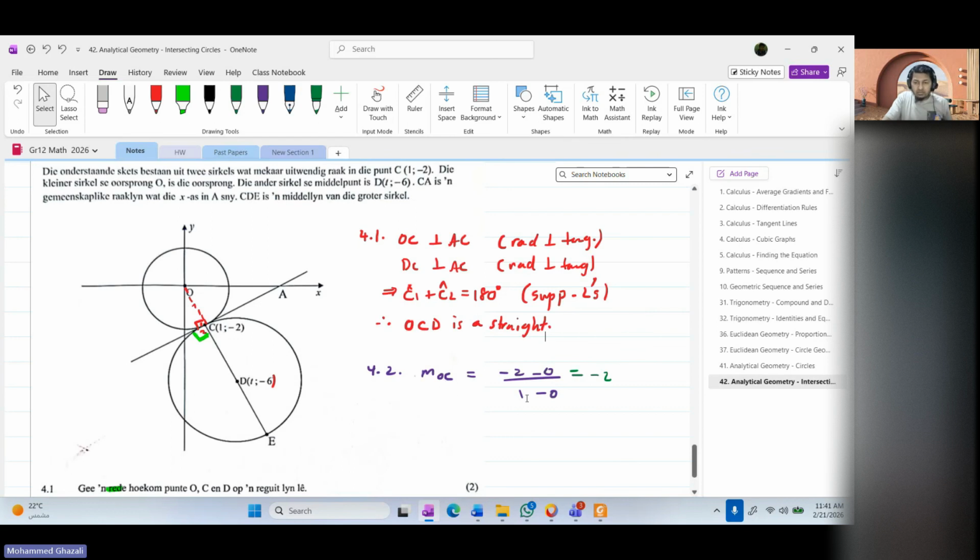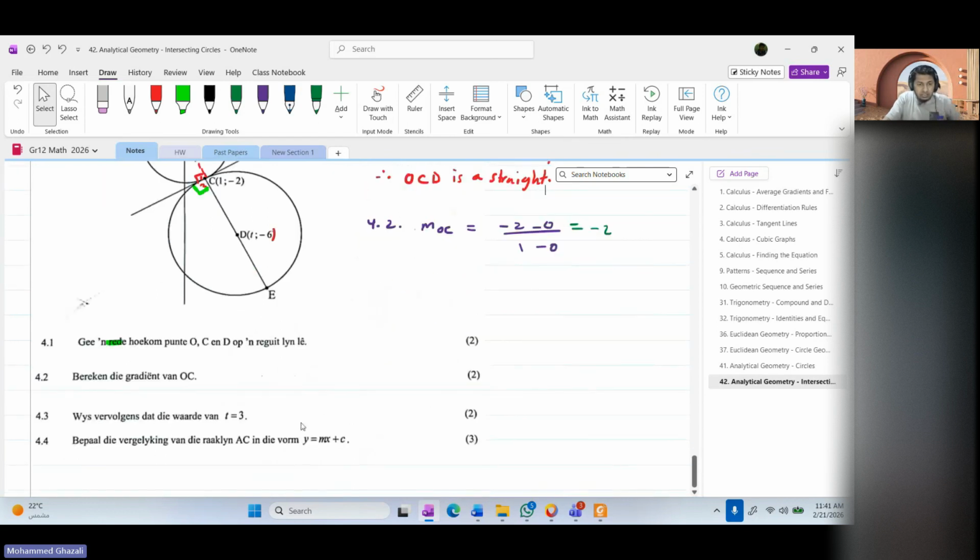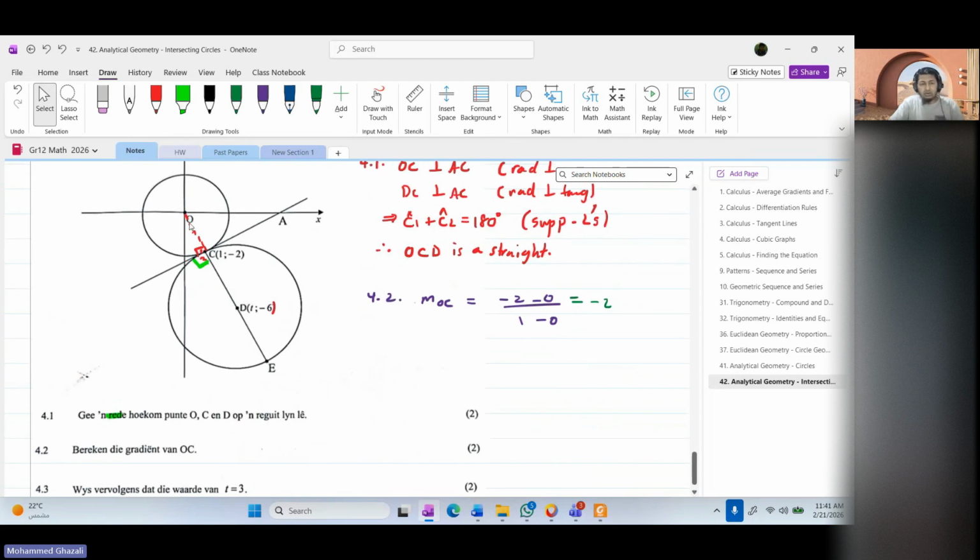Now, the gradient of OC was -2. Okay, we sorted that. They wanted us to show that t is equal to 3. Now, t equal to 3 is about collinear points, all right? Because the gradient of OC must be the same as the gradient of CD.